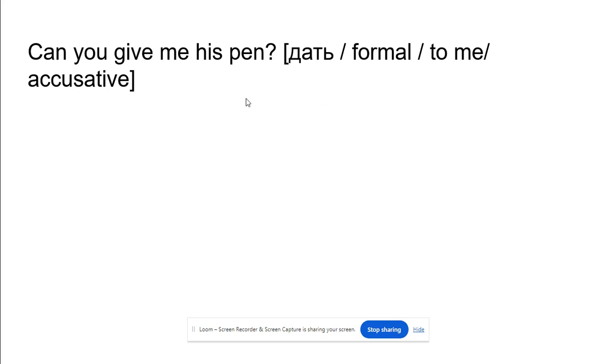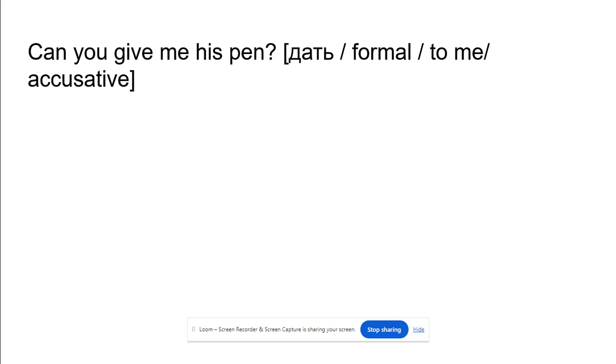Can you give me his pen? This is a great example of how in Russian, even in a simple sentence, you could have a lot going on. Number one, the verb give. I don't think we have studied it. The verb for give is дать, and it is in perfect form actually.